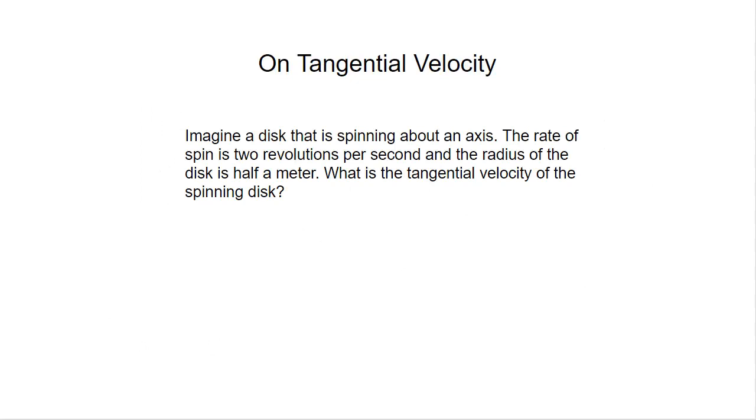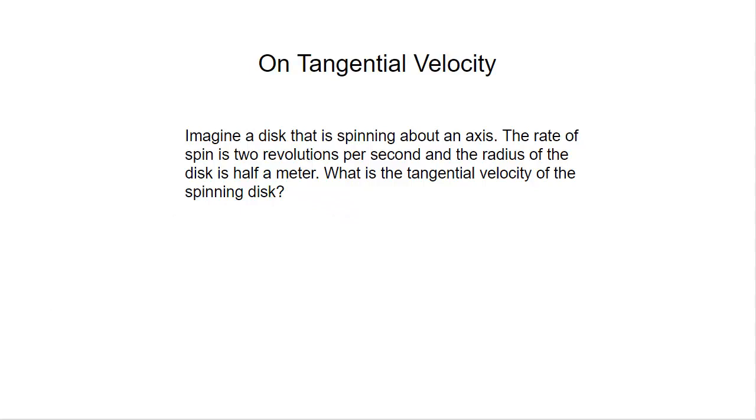So what we're going to do is solve a problem, and I'm going to solve it two different ways: one using standard unit analysis and one using modified unit analysis. So I want you to imagine a disk that is spinning about an axis. The rate of spin is 2 revolutions per second, and the radius of the disk is 1/2 meter. So the question is, what is the tangential velocity of the spinning disk?